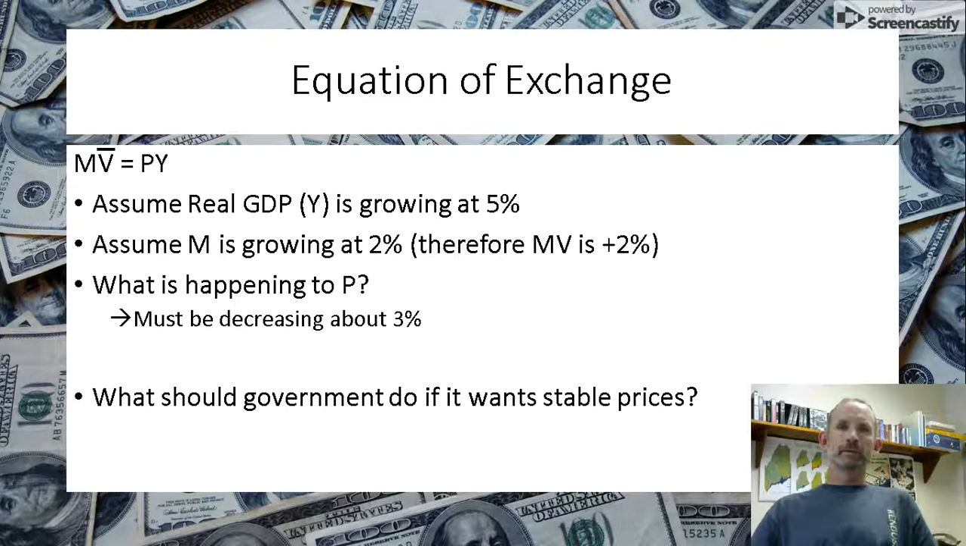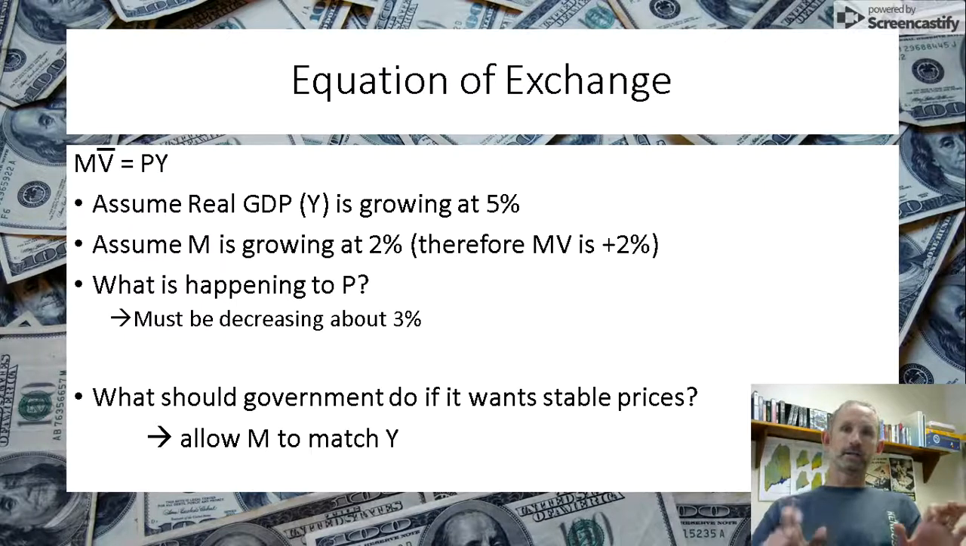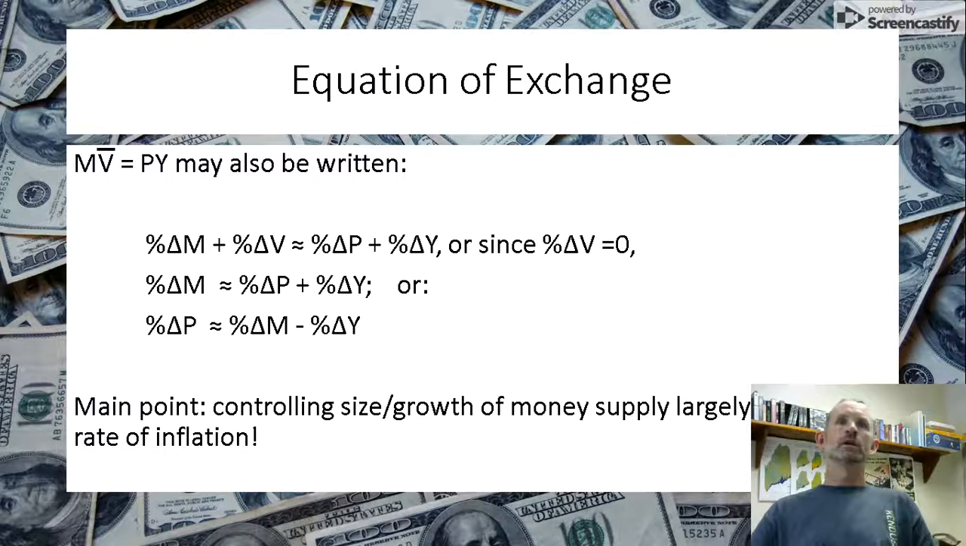So what should the government do if it wants stable prices? If you want the inflation rate to be 0 and prices to remain the same? Think about that for a second. Look at the equation. Basically, you need to allow the money supply to grow or decline at the same rate as real output. So, in our example above, if output's growing 5% and the money supply grows 5% and velocity is constant, then prices will remain constant. So this is a big part of how the government exercises monetary policy, which we'll talk quite a bit more about soon.